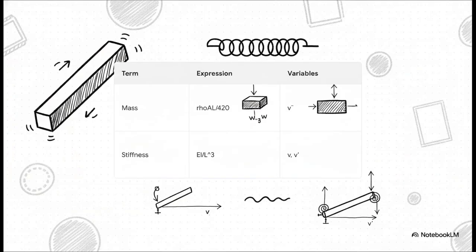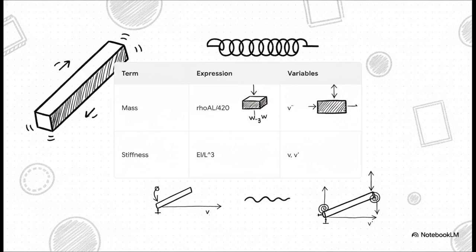Now, right off the bat, this general model can look like a pretty intimidating wall of matrix math. But let's break it down together. On the left side, we've got our mass term. That's represented by rho AL over 420. Next to that is our stiffness term, EI over L cubed.